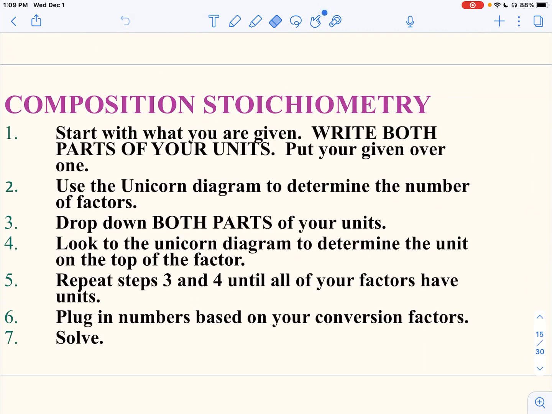Here are the steps for stoichiometry. This is in your quick guide, but I also put it in your notes because I wanted you to have it in your notes as well. So we're going to go through these steps as we do some example problems.